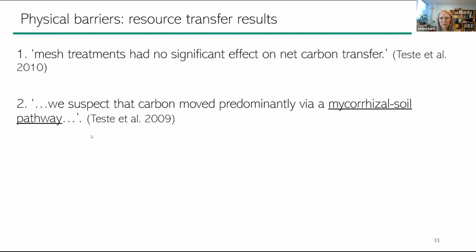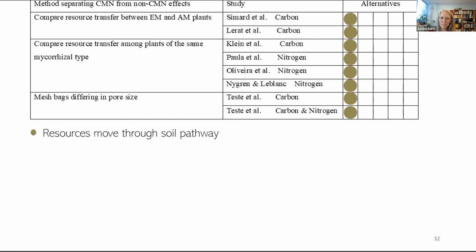In the other experiment that used this same approach, they found, or they said, we suspect that the carbon moved predominantly via mycorrhizal soil pathway. So again, this little bit of carbon, and they were very tiny amounts of carbon moved in both cases, but it's likely moving through the soil.